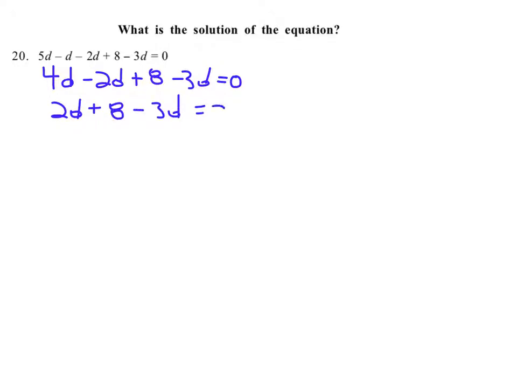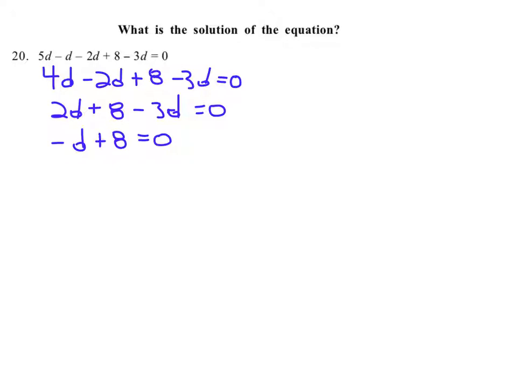So I'm just going to erase those marks and say, okay, then what we're doing is essentially 5d minus d. I'm going to write this in steps. It's okay if you did it all at once, but 5d minus d is 4d, minus 2d, plus 8, minus 3d equals 0. 4d minus 2d plus 8 minus 3d equals 0. 2d minus 3d is negative d plus 8 equals 0.